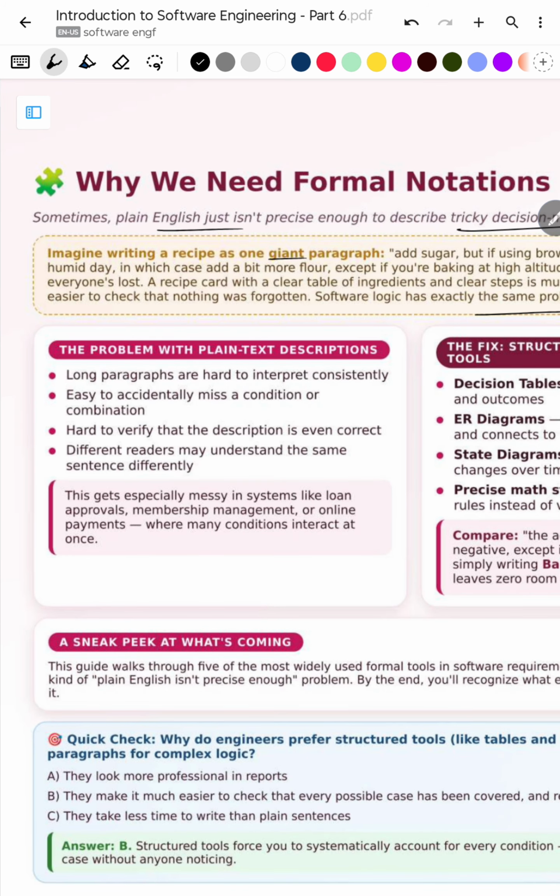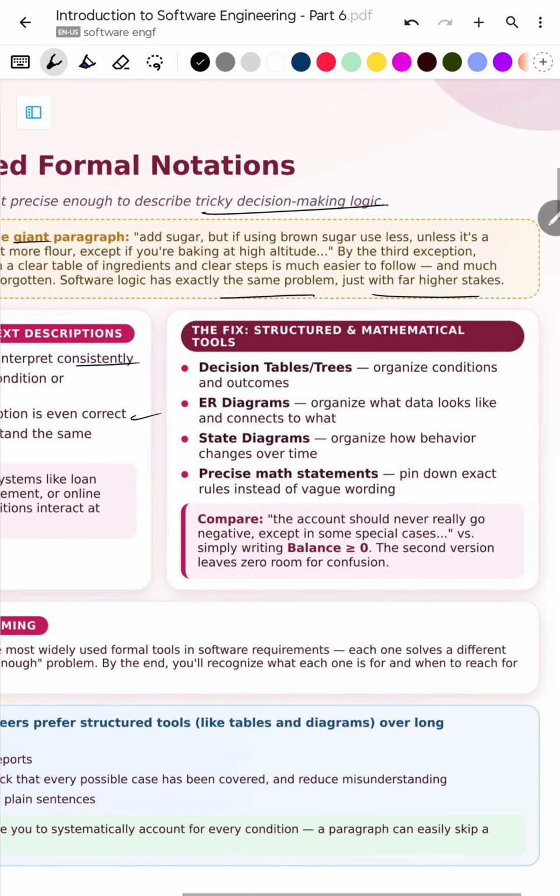So what is the problem with plain text descriptions, you may ask? Long paragraphs are hard to interpret consistently, easy to accidentally miss a condition or combination, and hard to verify that the description is even correct. Different readers may understand the same sentence differently. This gets especially messy in areas like loan approvals, membership management, and online payments, where many conditions interact at once.